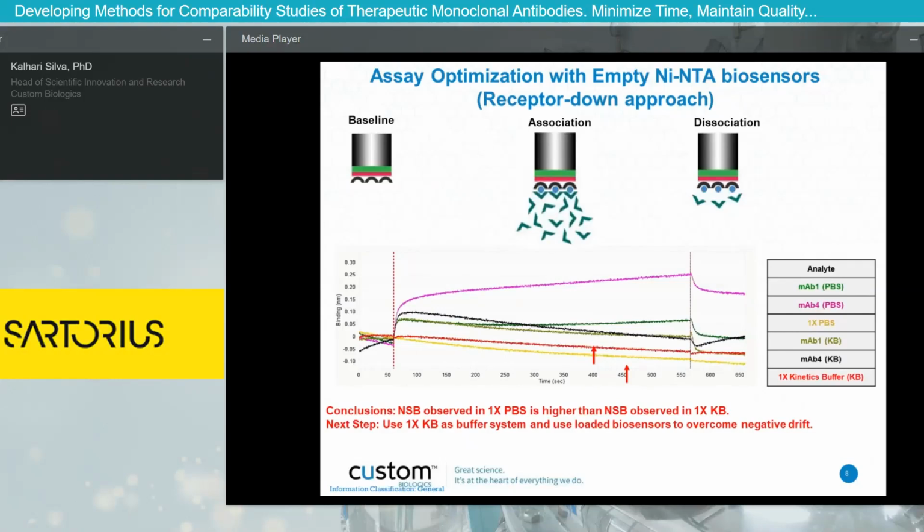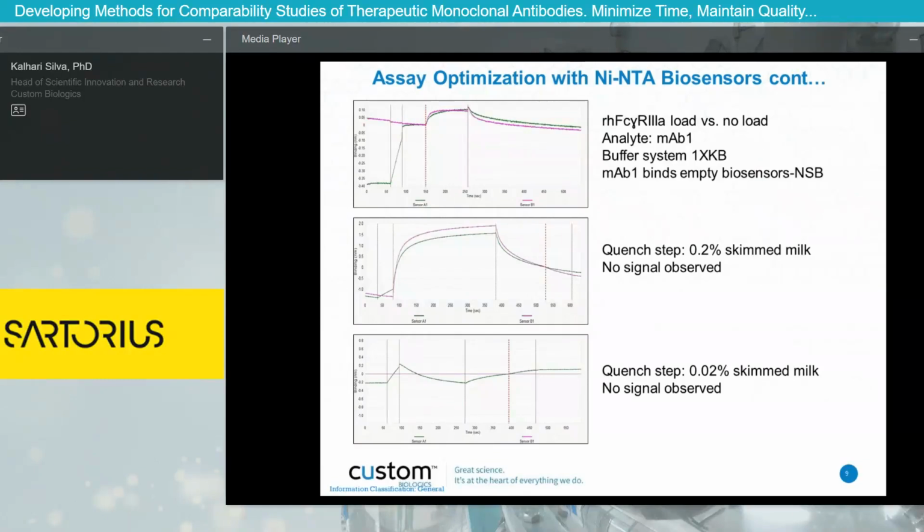So in that case, we needed to perform a load step before that. To continue our optimization assays further, we used nickel NTA biosensors. Nickel NTA biosensors were preferred in this FcR study because we can use Fc receptors that are commercially available and consist of a His tag. So we do not need to modify any of our binding partners, neither the receptors, nor the analyte, nor the antibody, and we can just immobilize the His-tagged Fc receptor onto nickel NTA biosensors.